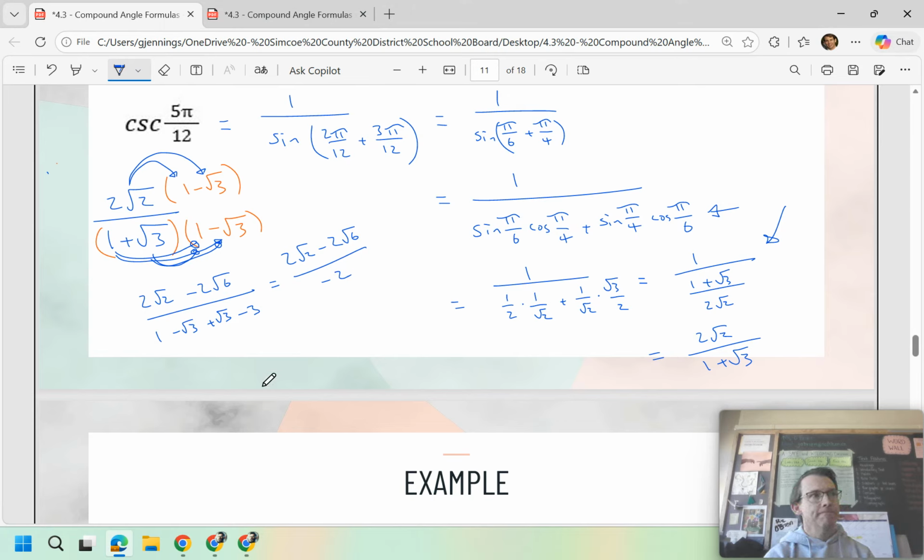Nice, eh? And then just divide top and bottom by minus 2. So we end up with root 6 minus root 2. Done, final answer. So now you know that the cosecant of 5 pi on 12 is exactly equal to root 6 minus root 2. These are the type of things that mathematicians get mildly excited about, having exact values to these weird trigonometric expressions.